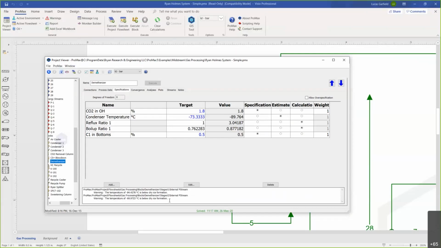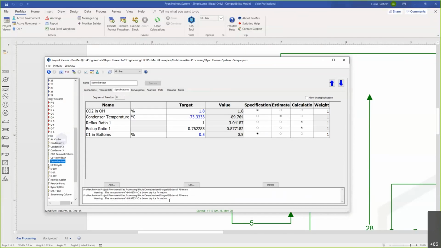Now, ProMax does an absolutely fantastic job of predicting solids formation. ProMax is always looking for potential solids in streams on every stage of distillation columns. And if you're simulating a pipeline, it's also looking at every increment in the pipeline. Here, it's detected that we've got dry ice on trays 1 and 2.